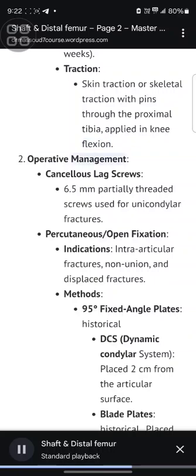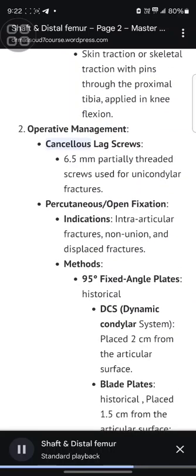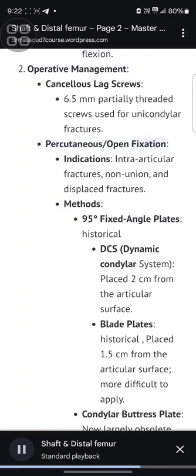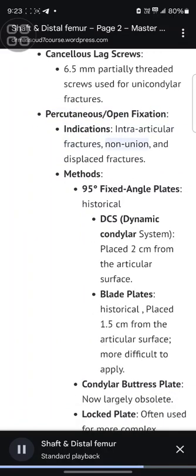2. Operative management. Cancellous lag screws. 6.5 mm partially threaded screws used for unicondylar fractures. Percutaneous, open fixation. Indications. Intra-articular fractures, non-union, and displaced fractures.